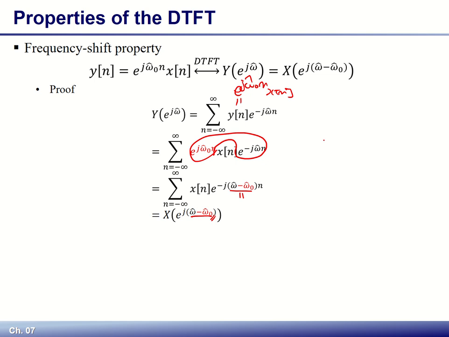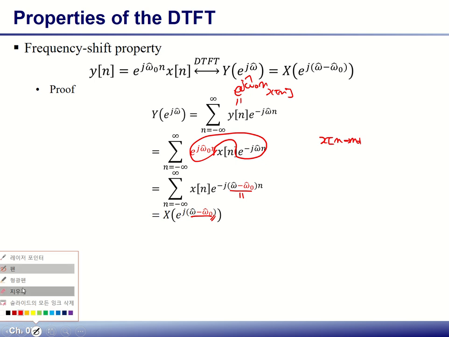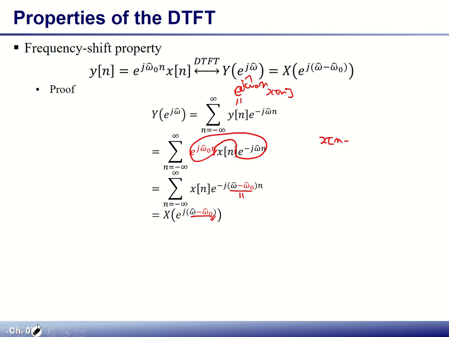Compared to the time delay property, if x[n minus nd] gives X(e^{j omega hat}) times e^{-j omega hat nd}, then if there is X(omega hat minus omega 0), it shifts in frequency, and there is a multiplication by e^{j omega 0 n} and x[n]. Okay.